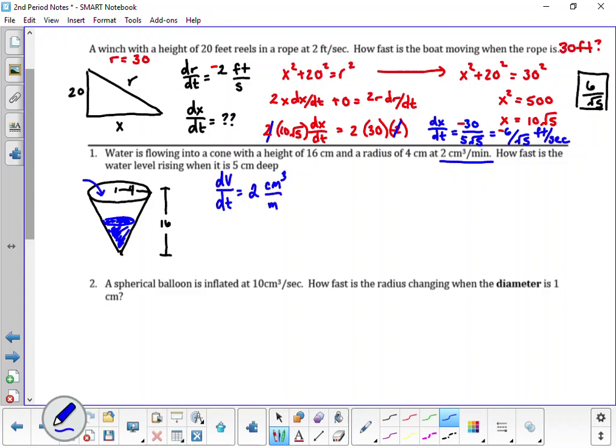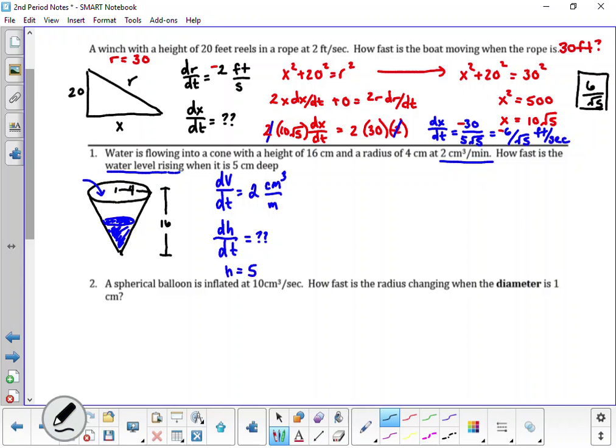How fast is the water level rising? So what do I want to know? I want to know dH/dt, the rate that the height is moving. And then it says when it's 5 centimeters deep, so h equals 5. But as it's filling up, I've got multiple moving things: volume that's changing, height that's changing, and radius that's changing.